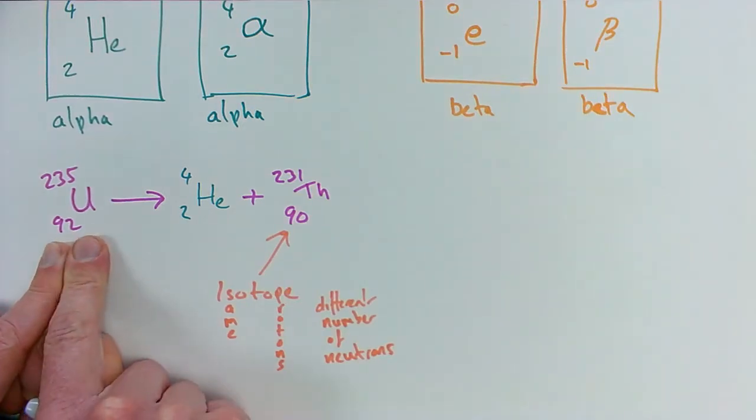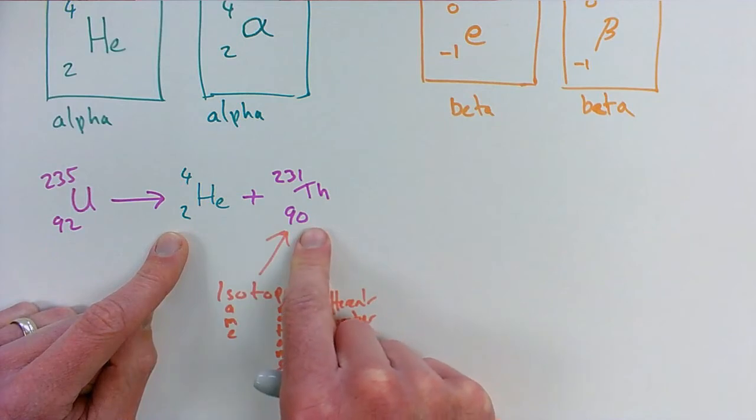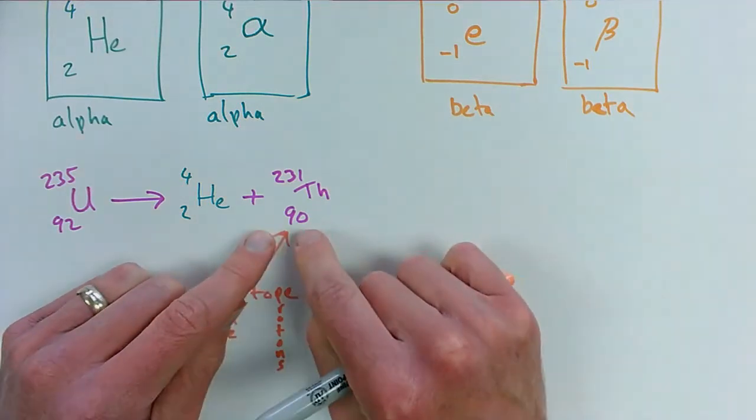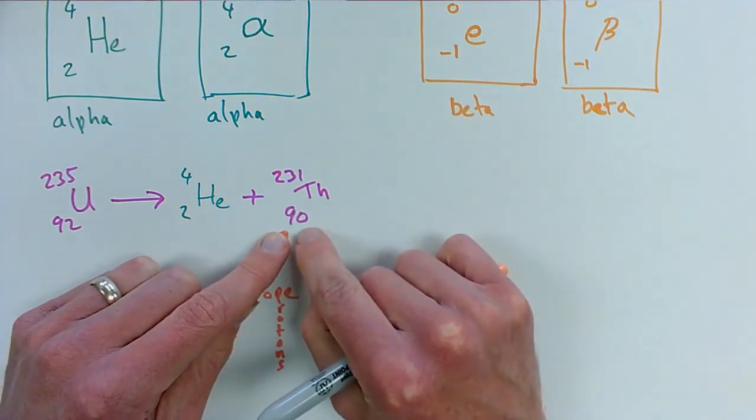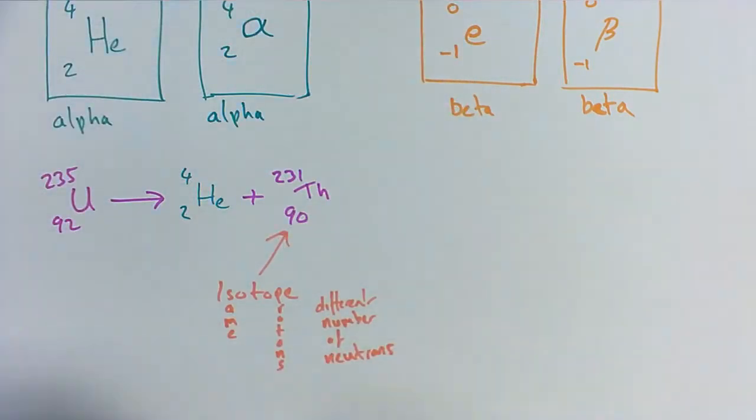We start with our element, we're told it's given off some alpha, and we work out what's left. And once we've worked out what's left, we use this number at the bottom, go to our periodic table, and find out what element it is. Let's try it again with another example.